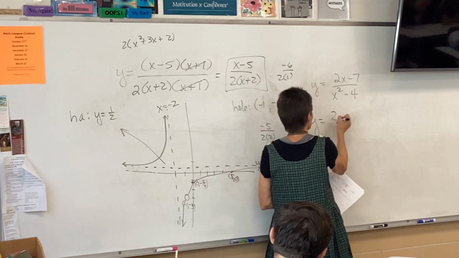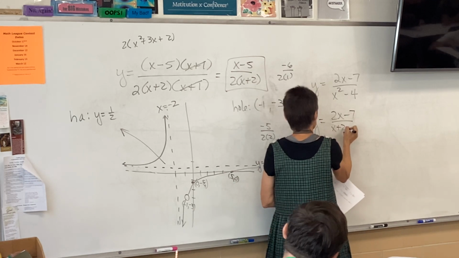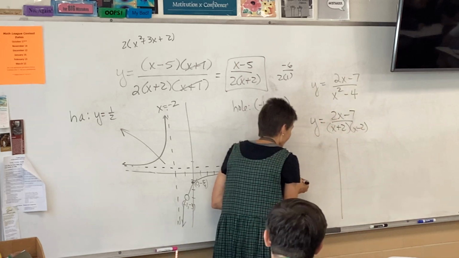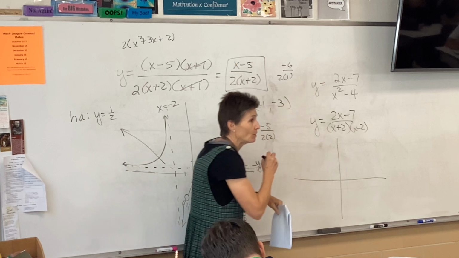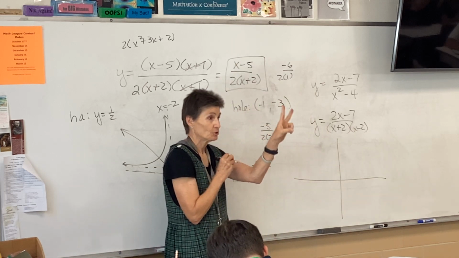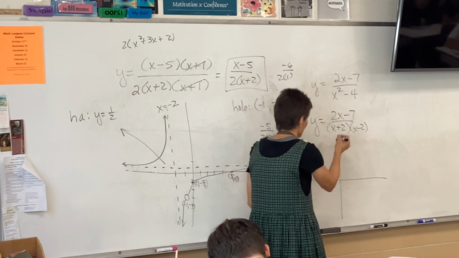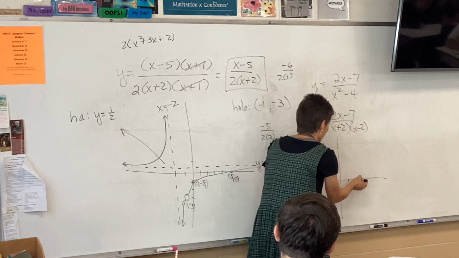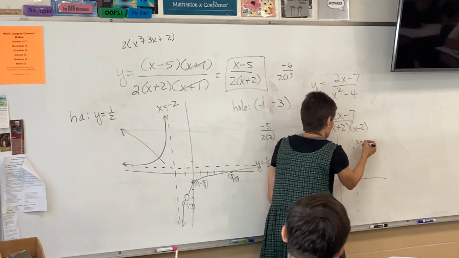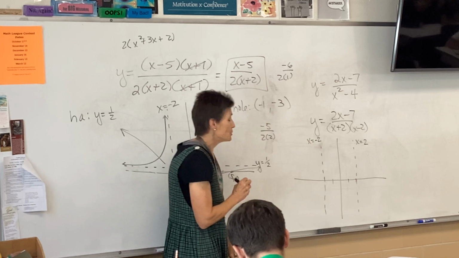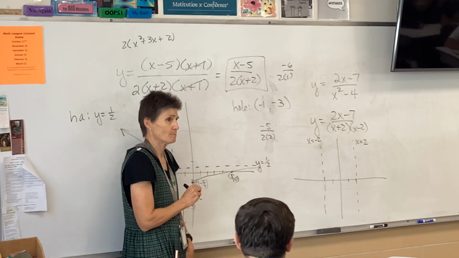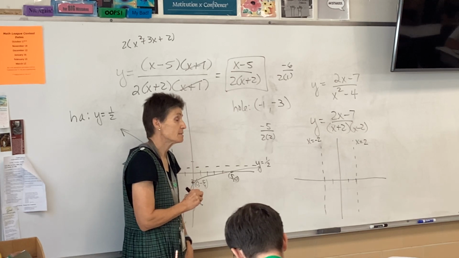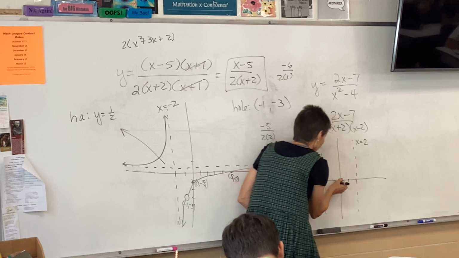We can factor, but we're not going to have a hole. Would everybody agree with that? What are we going to have though? Because of those factors, we are going to have two vertical asymptotes. So we're going to have one at x equals -2 and one at x equals 2. Do we have a horizontal asymptote? We do. What is it? 0. So y equals 0.